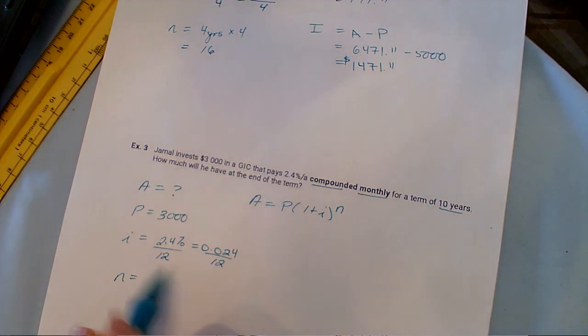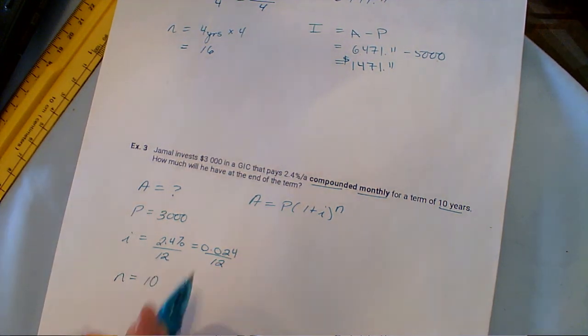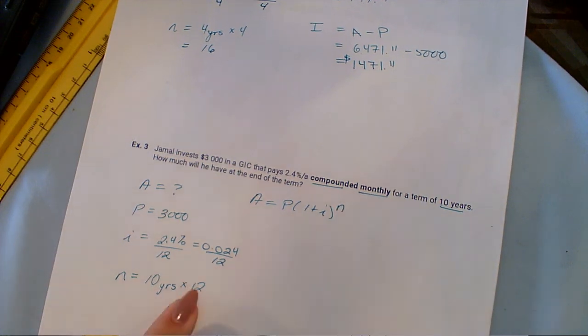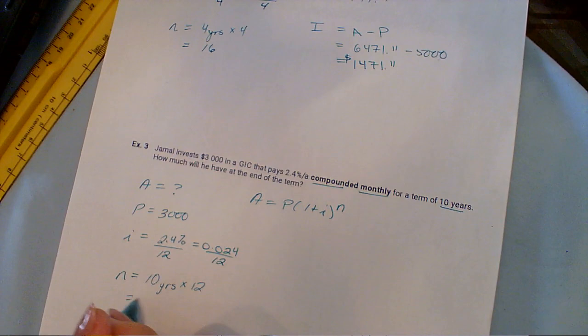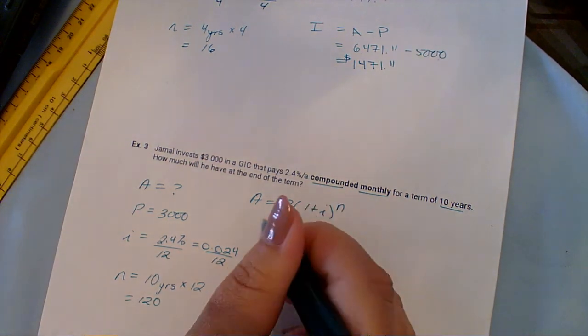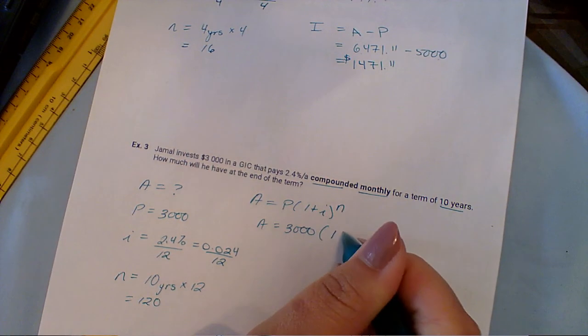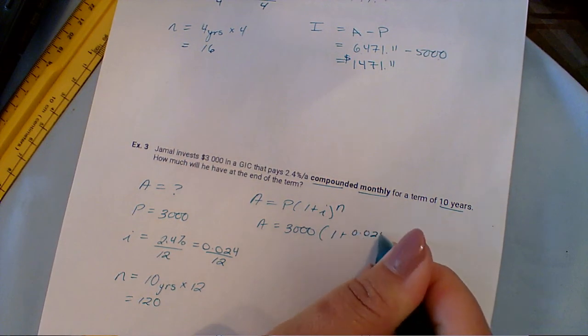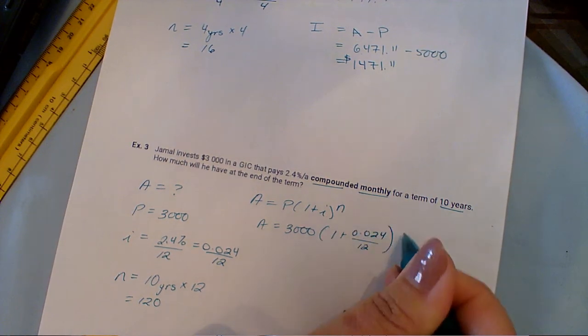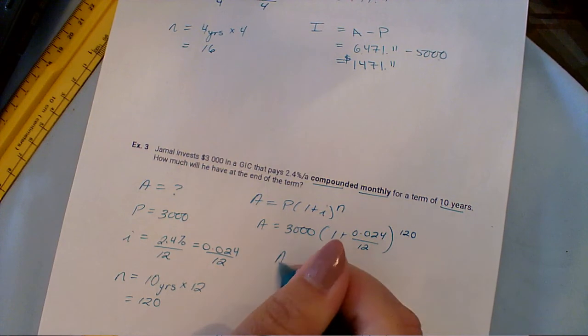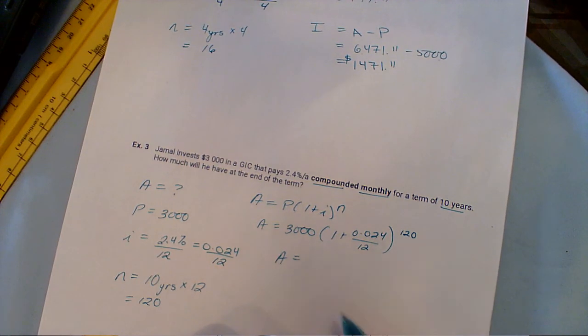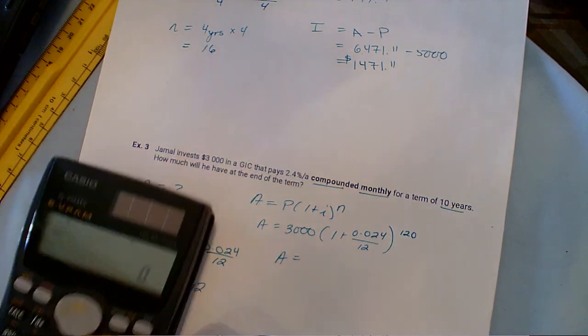N, 10 years. Has to say goodbye to his money for 10 years. But he got 12 visits each of those 10 years, right? Monthly. So 12 visits for 10 years is 120 total visits. So plug all that into the calculator. 1 plus 0.024 on top of a 12 to the exponent 120. So let's see 10 years what $3,000 will turn into.